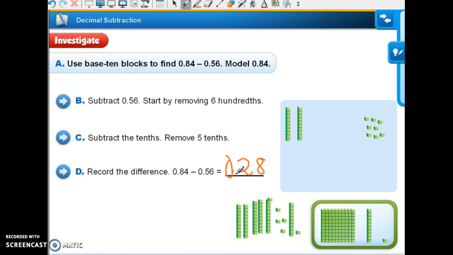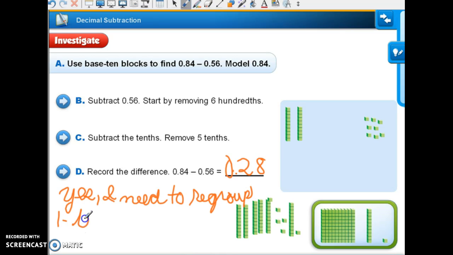This is under B on your paper where it says, do you need to regroup to subtract? Explain. So I'm going to write that. Yes. I need to regroup 1/10 as 10 hundredths. Okay?